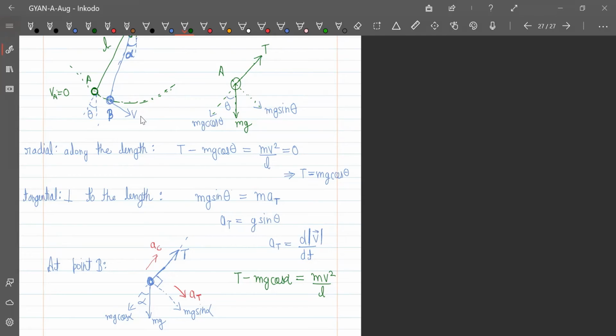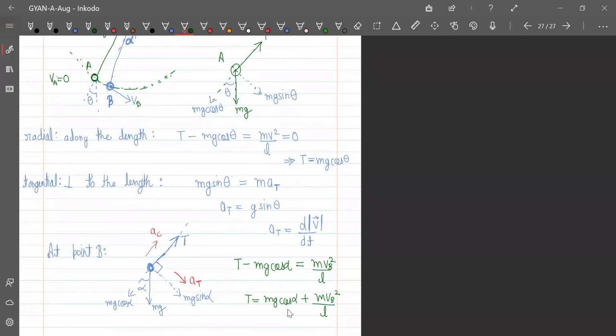We can call it maybe vb, speed at b. So mvb square by L. तो अगर टेंशन की वैल्यू calculate करते हैं यहाँ से, तो it is mg cos alpha plus mvb square by L. तो see, velocity की वजह से टेंशन बढ़ गया. So अगर rope pendulum bob में speed जितनी बढ़ाते जाएंगे उतना ज्यादा टेंशन बढ़ता जाएगा. Tension depends on the speed, और of course it depends on alpha, but more on the speed.